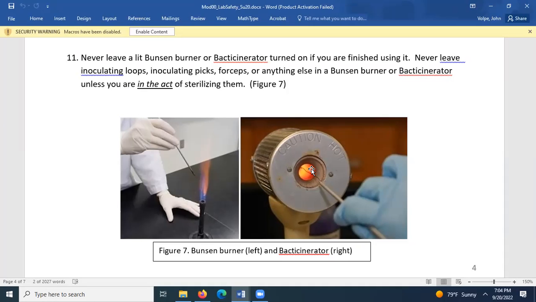So generally, when students come into the lab, they'll turn on the Bacti-incinerator, wipe down their lab bench, and wait for the instructor to do their little talk, like I'm doing now. And then when they're ready to work, the Bacti-incinerator will be red hot.